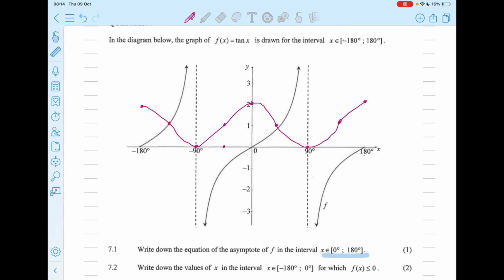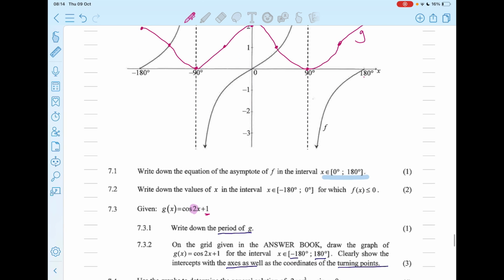There we go. This is now the graph of G. Because I already know what the normal graph of cos of x looks like, I was able to draw this one with much ease, taking into account the fact that the period has changed and it's been shifted 1 unit upwards.